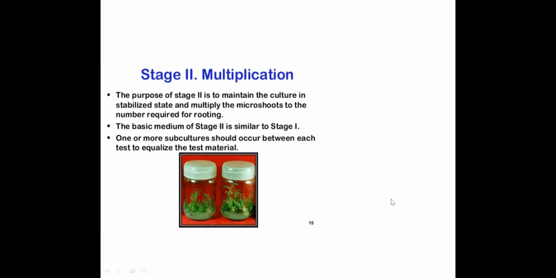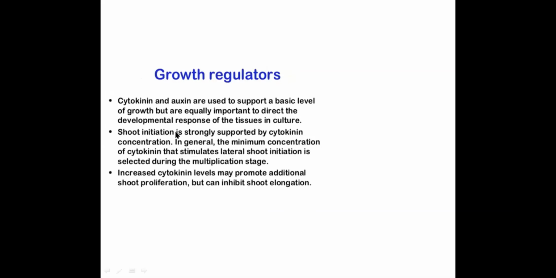You need more microshoots. So in stage 1, you have got microshoots. Stage 2 is multiplying them. So you need to get more microshoots. So the basic medium will not change, it will be the same. So you have to keep on subculturing between each stage. So in this case, sometimes you need to provide growth regulators to maximize the shoot production.